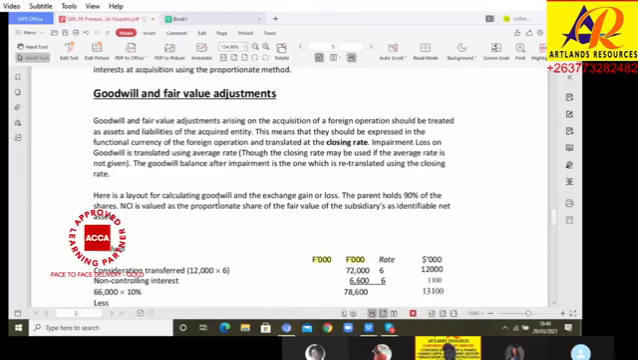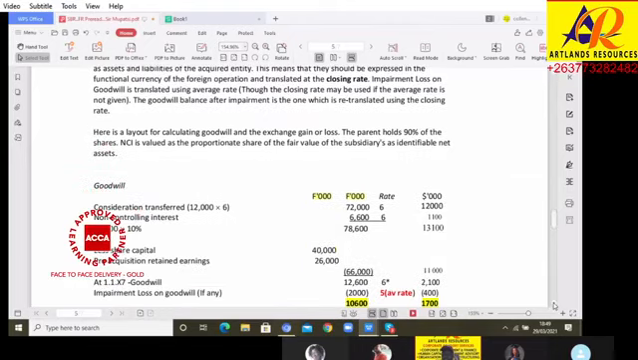Here is a layout of calculating goodwill. So I have just given you the layout. And I was saying, in this particular layout, I had used the partial goodwill method. Partial goodwill method says NCI is valued at its proportionate share of net assets. That's what partial goodwill method means. When they say NCI is valued at its proportionate share of net assets, that's partial goodwill method.